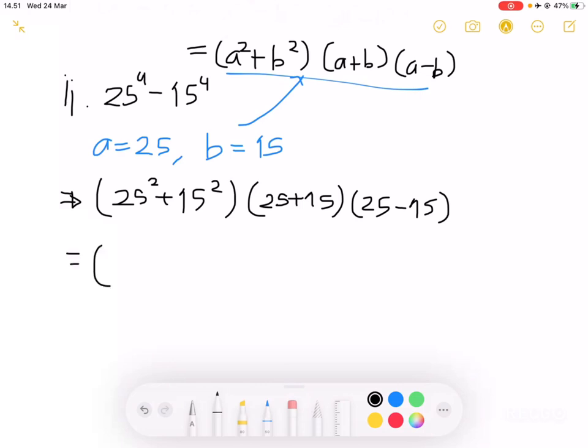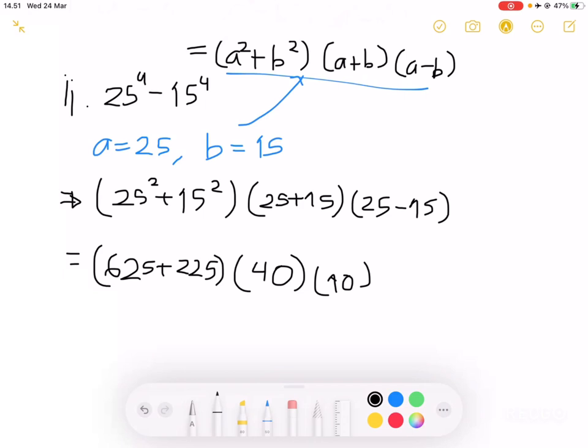And that will be 25 squared, which is 625. 15 squared will be 225. And the rest of these will be 40 and 10 respectively. I'll just rewrite that 40. There we go, and there we go.